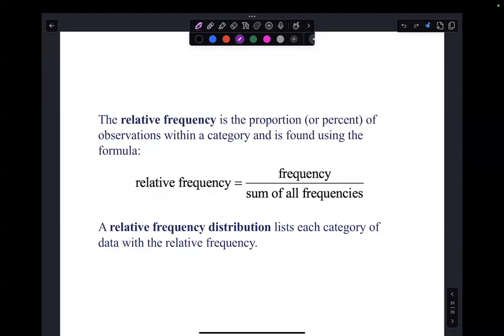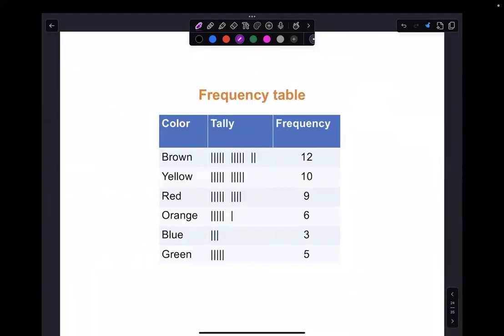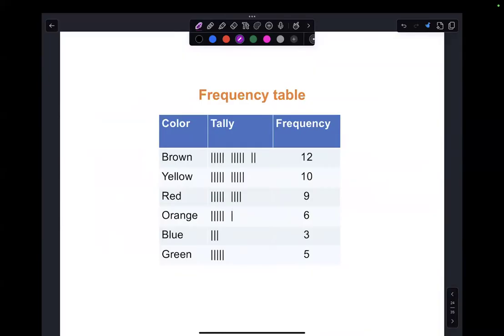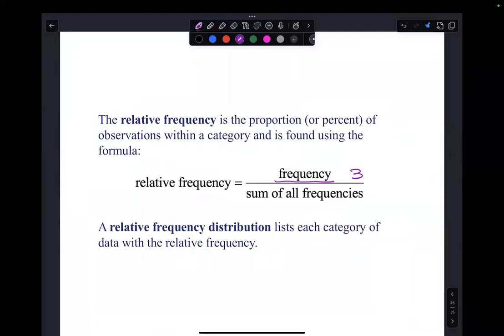So what we do is we take the frequency, how many of that color we have. For example, blue, I have 3 blue, so I would put 3 over how many total M&Ms we have. I don't know how many total we have. 22, 31, 37, 45. So I have 45 M&Ms. So I would do 3 over 45. And then I could either leave it as 3/45 or I can put it in my calculator and get a decimal. It doesn't matter. I don't really care either way. My open math will tell you it'll go back and forth.